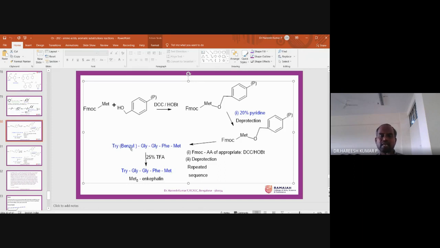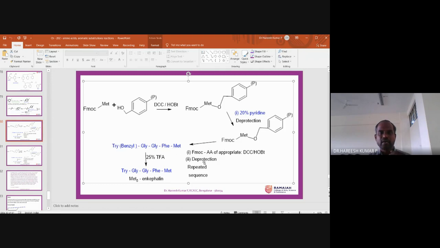Once the desired peptide is obtained, and one more thing: suppose a side chain has a hydroxy group, a thionine sulfur group, or an indole group. Such side chains should be protected. O protection, N protection should be made for the side chain containing functional groups. So in this case, tyrosine has a hydroxyphenol group that was protected with a benzyl group. Like this we will get.